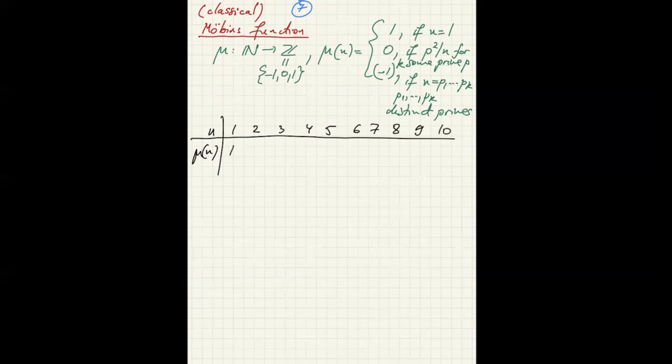So mu of 1 is 1. Here, 2 is a product of 1 prime, so it's -1. 3 is a product of 1 prime, it's -1. 4, there is a square of a prime in there, so it's a 0. 5 is also just a prime, so it's -1. 6 is a product of 2 primes, 2 times 3, so we get a 1. 7 is a -1. 8 is a 0, 9 is a 0, and 10 is a 1. And so you have this sequence of ones, -1s, and zeros.